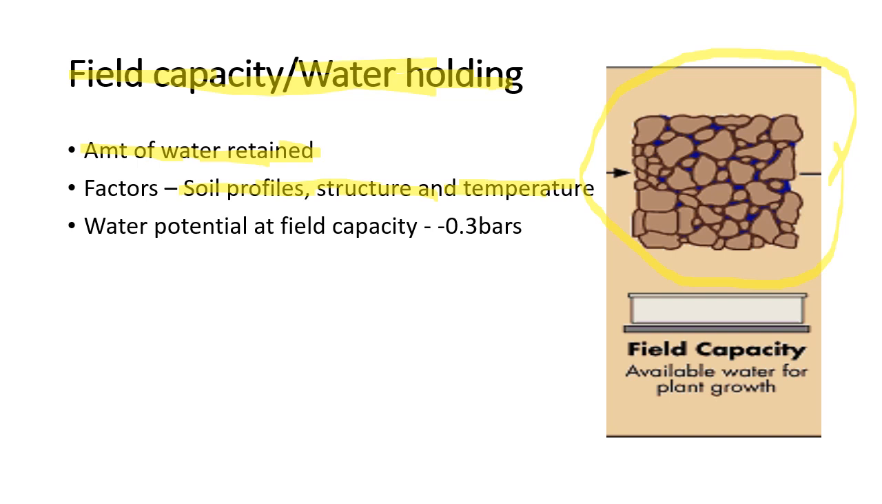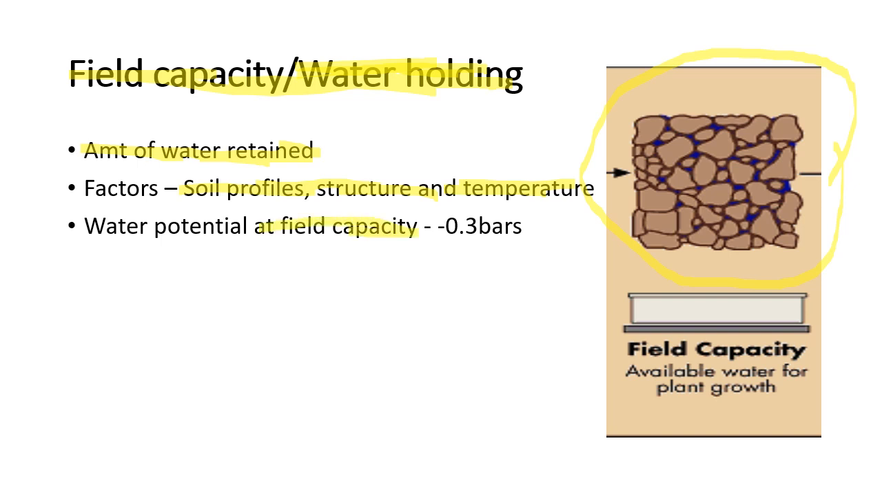For example, a sandy loam or sandy soil will have very little water holding capacity due to its huge macropores, whereas in the case of clay soil, the field will have more water holding capacity due to its minute micropores.